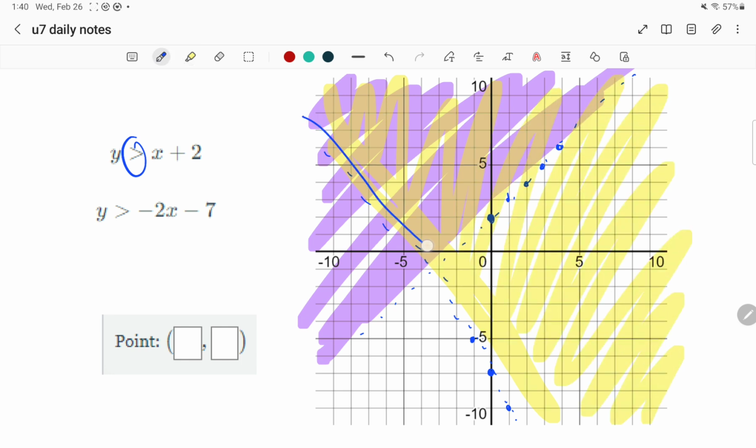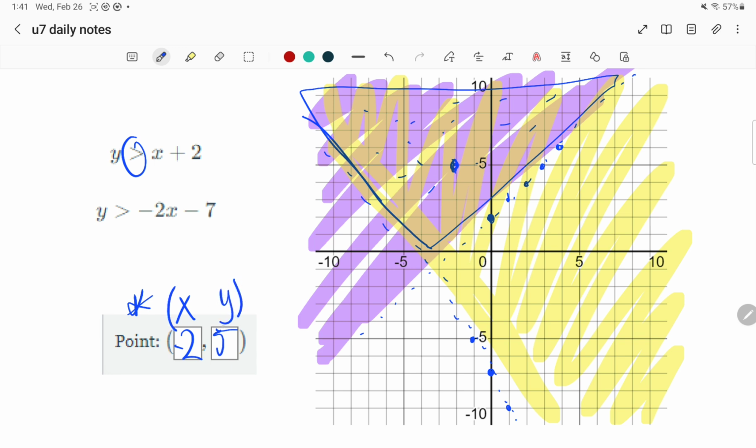And here's my double shaded area. Any point in here will work because every point in here is a solution. So I'll pick that one right there. -2, +5. Okay? So last tidbit is just make sure you put the x value first, y value second.